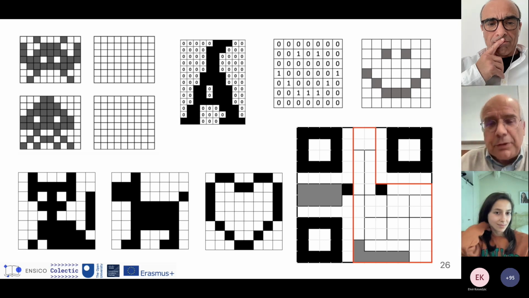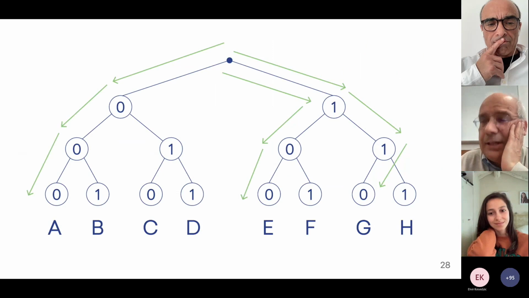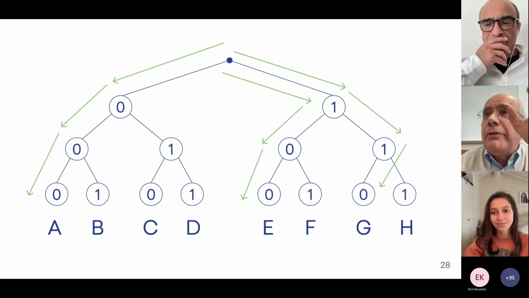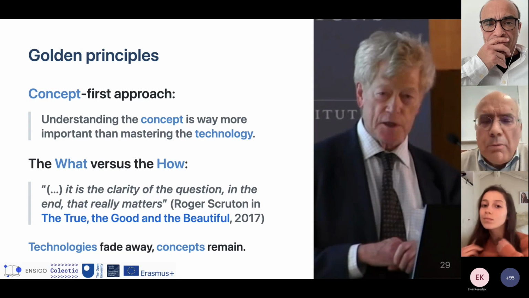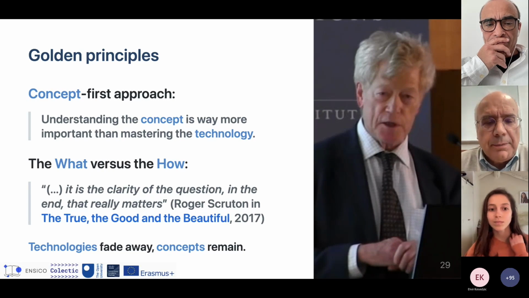And it's interesting because with so little, you can actually teach quite a lot. Of course, in a superficial way, but already the concepts, that's what we privilege. The concepts are slowly getting in. So, as I said, this is a concept-first approach. Understanding the concept is way more important than mastering the technology.